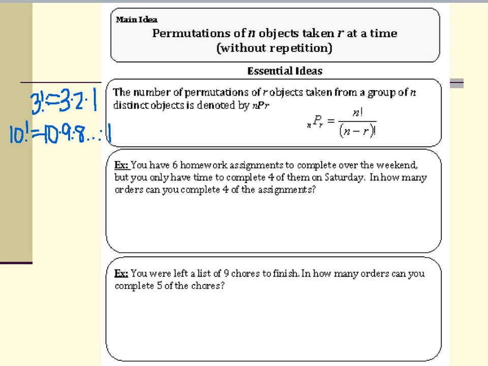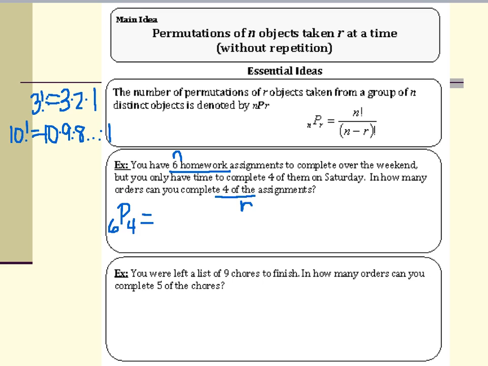So our first example. You have 6 homework assignments to complete over the weekend. So we've got 6 assignments. That right there is our n. But you only have time to complete 4 of them on Saturday. How many orders can you complete 4 of the assignments in? So 4 assignments is what I want, and that is my r. So we're going to do 6P4.